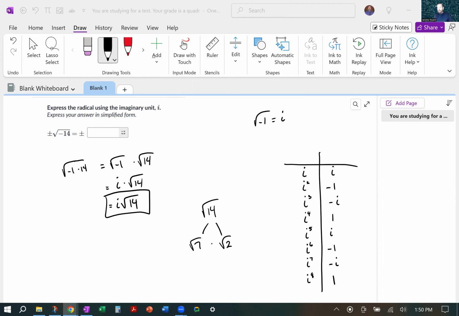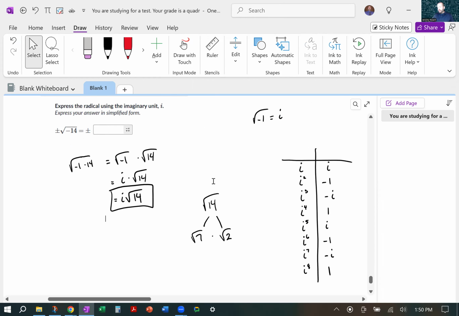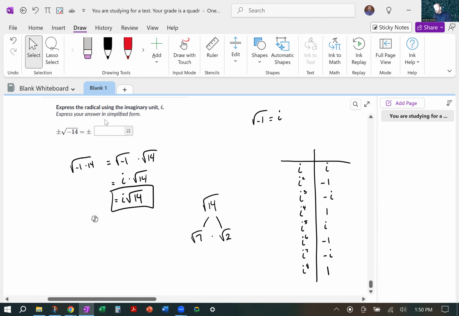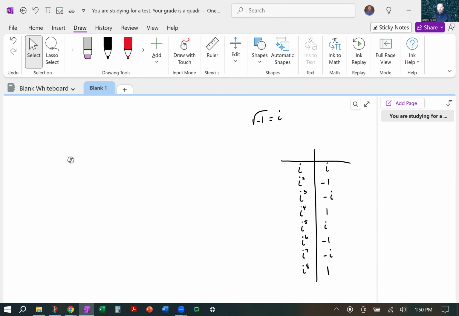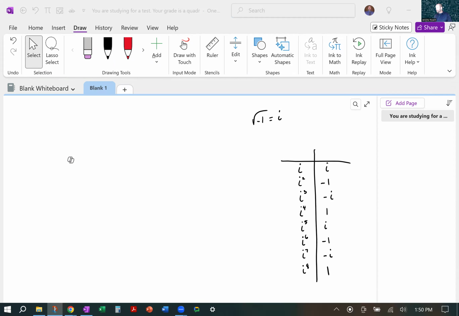The next one says square root of negative 100. And I'll just erase this actually. I was going to keep it on there and just go down the next one, but let's erase this. That way we have our table still. And we'll paste that here.